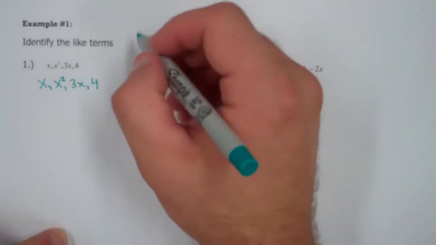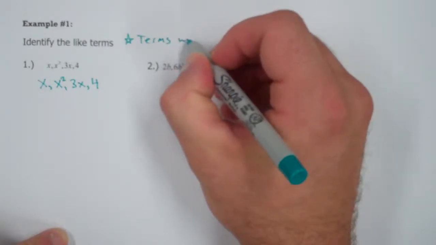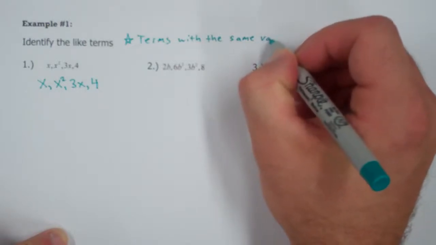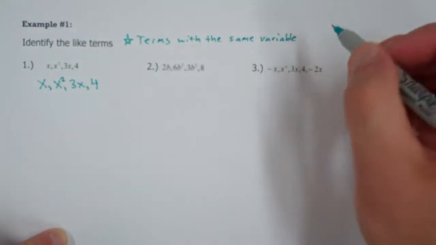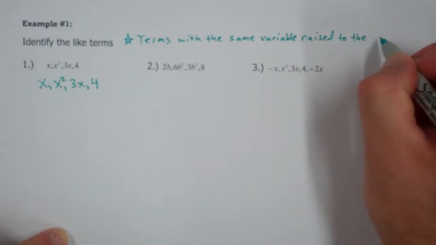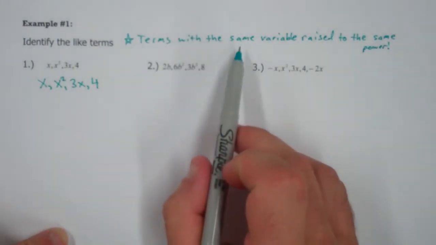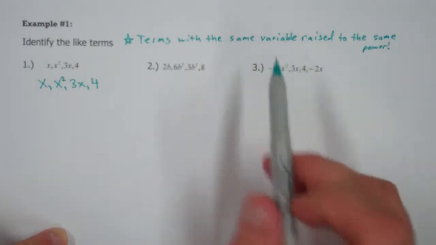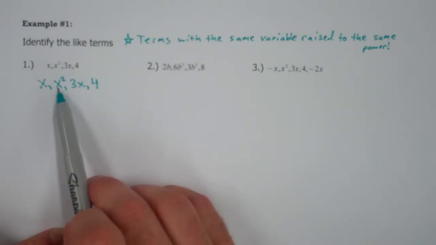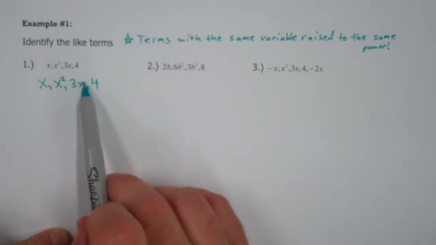When we want to identify like terms, the big thing is that these are terms with the same variable raised to the same power. Very important. Yes, we have to have the same variable, but those variables need to be raised to the same power. If we look at this x, it is not a like term with x squared. The exponent is different. We have an x in this term, and it's raised to the first power.